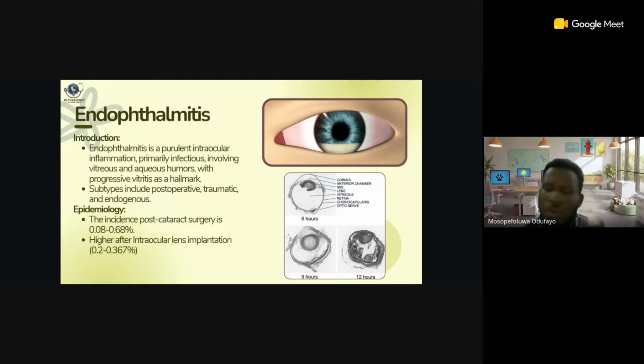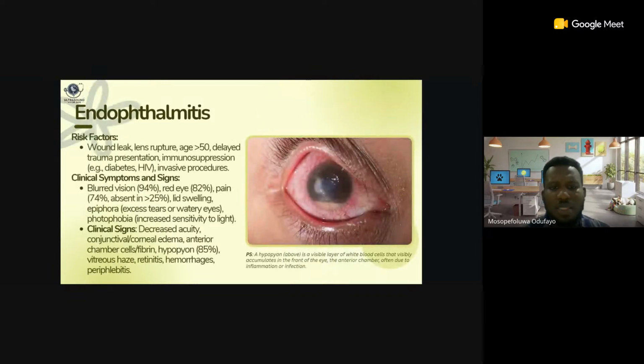So it is intraocular inflammation that is purulent. Many times you will see pus in the anterior chamber, as you are seeing it here. Many times it is due to infections, so anything that can increase the risk of infection will cause it. For example, wound leaks, lens rupture, age greater than 50, delayed trauma presentation, immunosuppression, and invasive procedures.